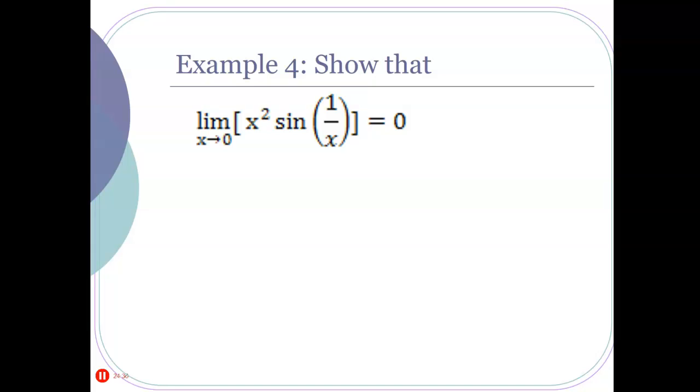So we're going to prove how this works. So we have x squared sine 1 over x. So we know that sine of 1 over x at 0 would give you 1 divided by 0, which makes it undefined at the moment. So what we're going to do is sandwich this between x squared to prove that it's equal to 0.